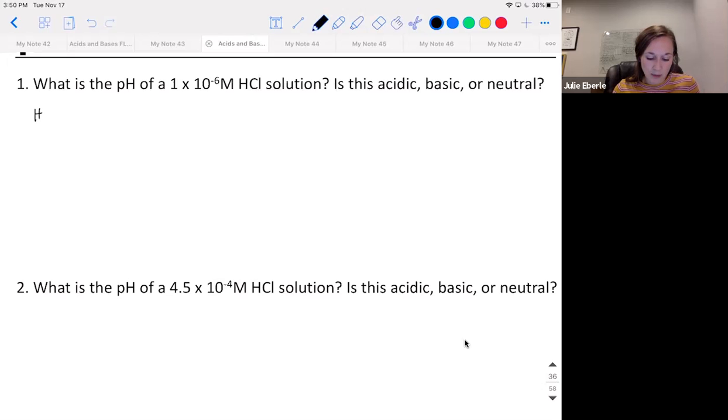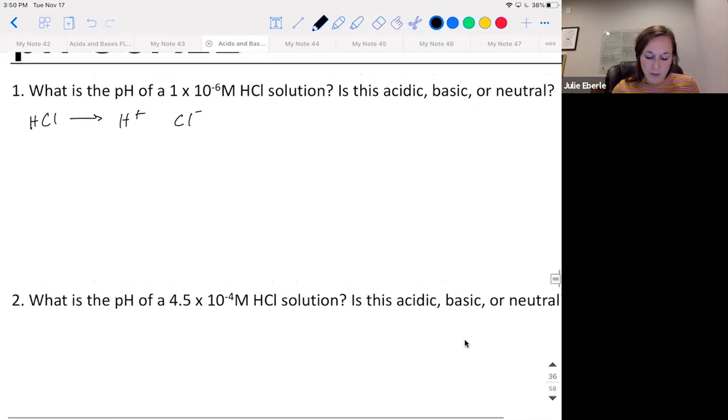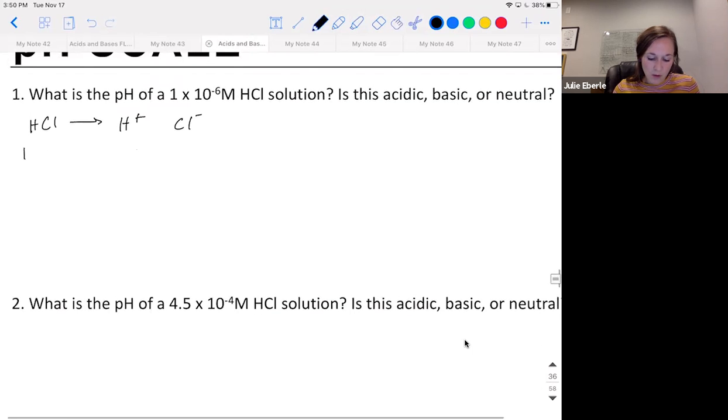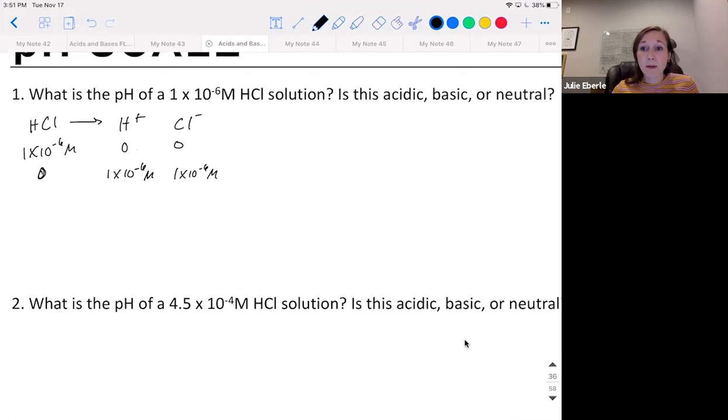So I'm going to write the same equation we did earlier. We'll get H plus and Cl minus. And when we start out with 1 times 10 to the minus 6, none of these things. When it's done, we'll have 1 times 10 to the minus 6, 1 times 10 to the minus 6. None of our reactant left over. So, is this acidic, basic, or neutral? What do y'all think?